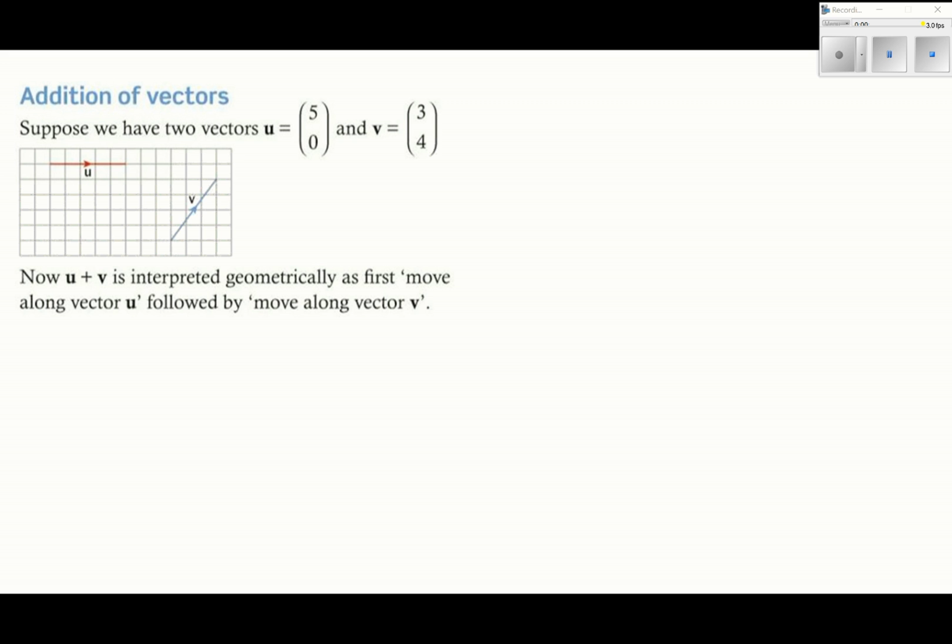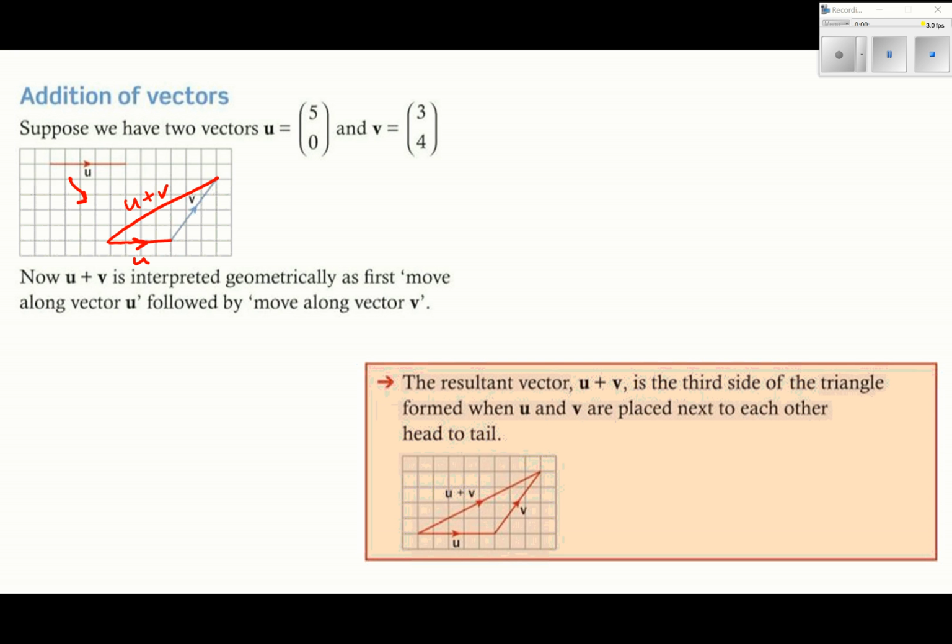If we wanted to add these two vectors, u plus v is interpreted geometrically as first move along vector u followed by a move along vector v. So we could actually move this vector down. This is my vector u, and that's really going to be the same thing as u plus v along this new vector. This new vector is called the resultant vector. u plus v is the third side of the triangle formed when u and v are placed next to each other, head to tail.